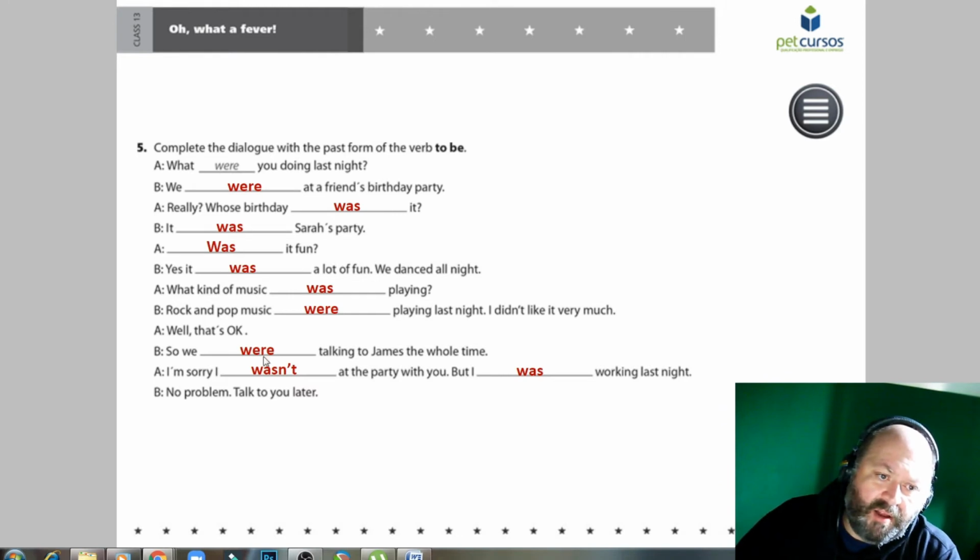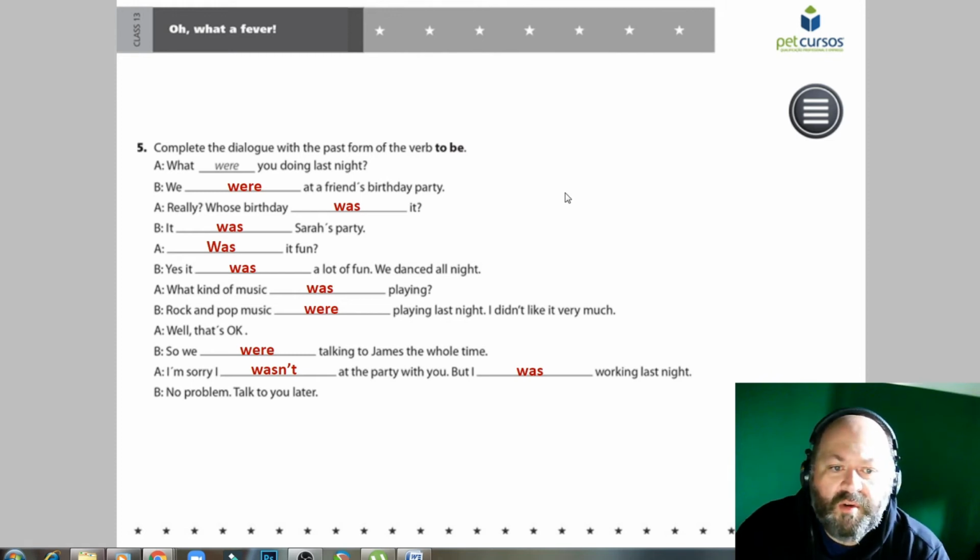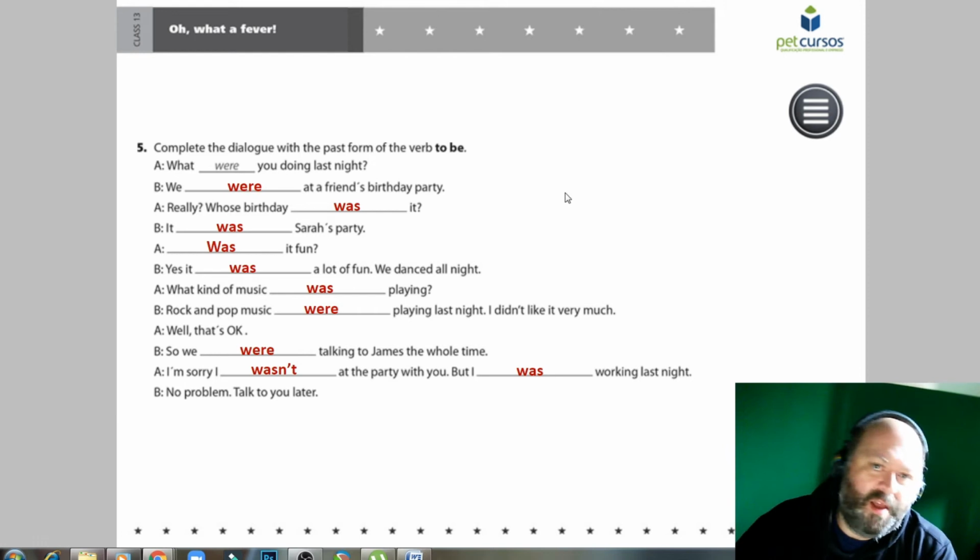So it's a dialogue. Let's read the dialogue. What were you doing last night? We were at a friend's party. Friend's birthday party. Really? Whose birthday was it? It was Sarah's party. Was it fun? Yes, it was a lot of fun. We danced all night. What kind of music was playing? Rock and pop music were playing last night. I didn't like it very much. Well, that's okay. So we were talking to James the whole time. I'm sorry I wasn't at the party with you, but I was working last night. No problem. Talk to you later.